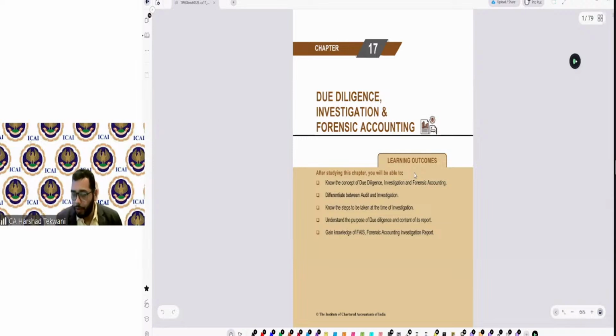Okay. If no doubt, then let's proceed to this chapter. Due diligence, investigation, and forensic accounting. Now, the first question is why we are learning this particular chapter. What is the reason for having this chapter? What is the background of having this chapter?